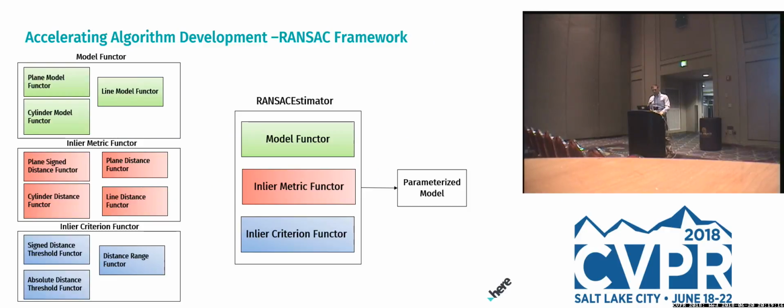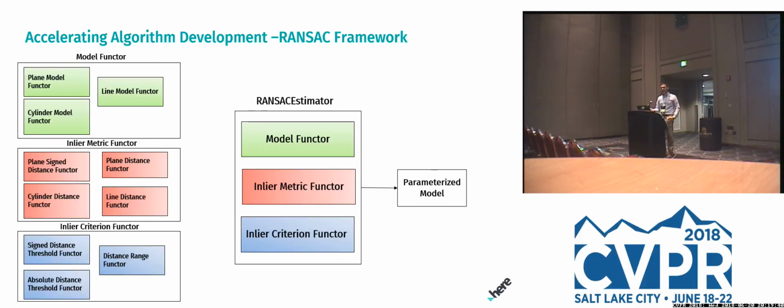So just diagrammatically, this is what you get when you build a framework. This is a very loose example of a framework because this is literally just a function. But what you have is the framework itself. So here's this RANSAC estimator. It takes a model functor, an inlier functor, and a criterion functor, and it produces a parameterized model, right? So this is the hyper-generic, high-level view of what this thing does.